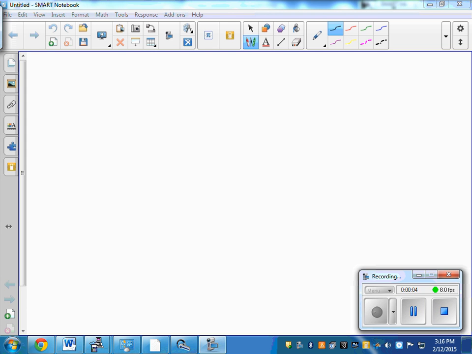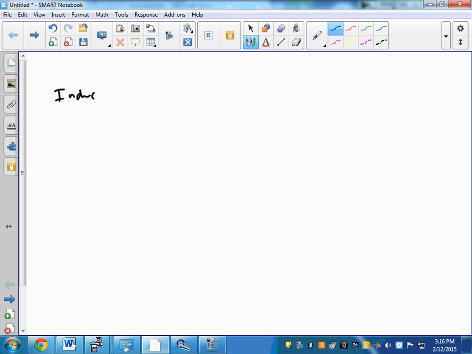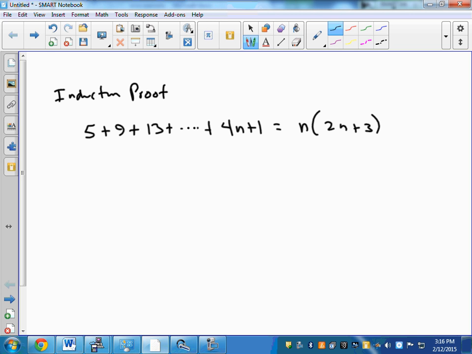This is an induction proof. And the statement I want to prove is about series: 5 plus 9 plus 13 plus ... plus (4n plus 1) is equal to n times (2n plus 3). We know the general idea of induction.